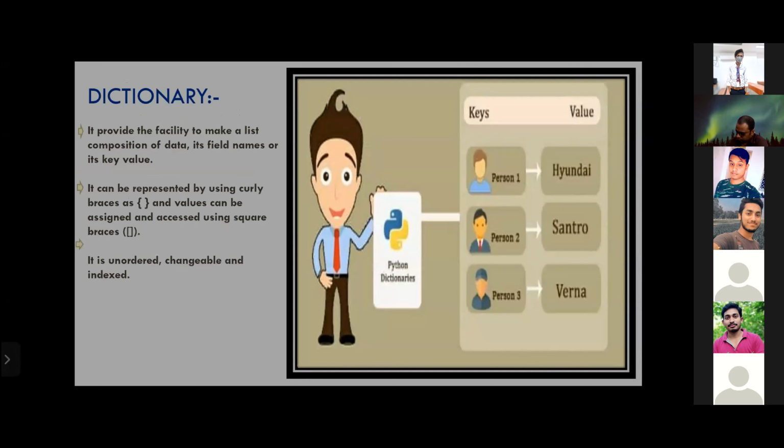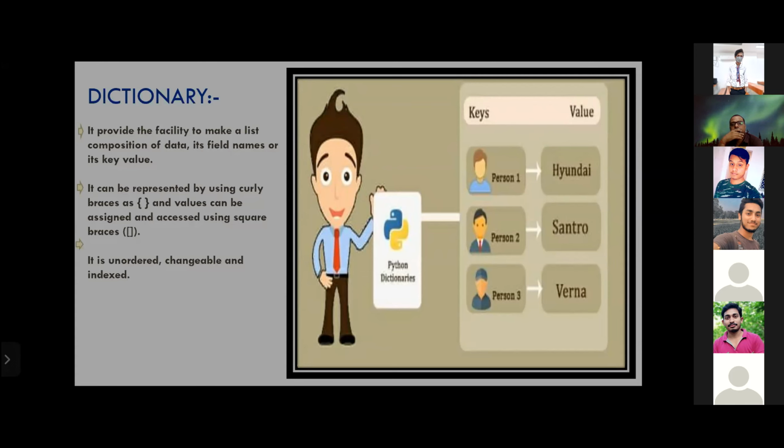My name is Adarsh Kumar, roll number 103, and I am going to represent dictionary data types in Python. A dictionary provides the facility to make a list composition of data, with its field name or its key value. It can be represented by curly braces, and values can be assigned using square braces. It is unordered, changeable, and indexed. We can create a dictionary list in data types in Python.